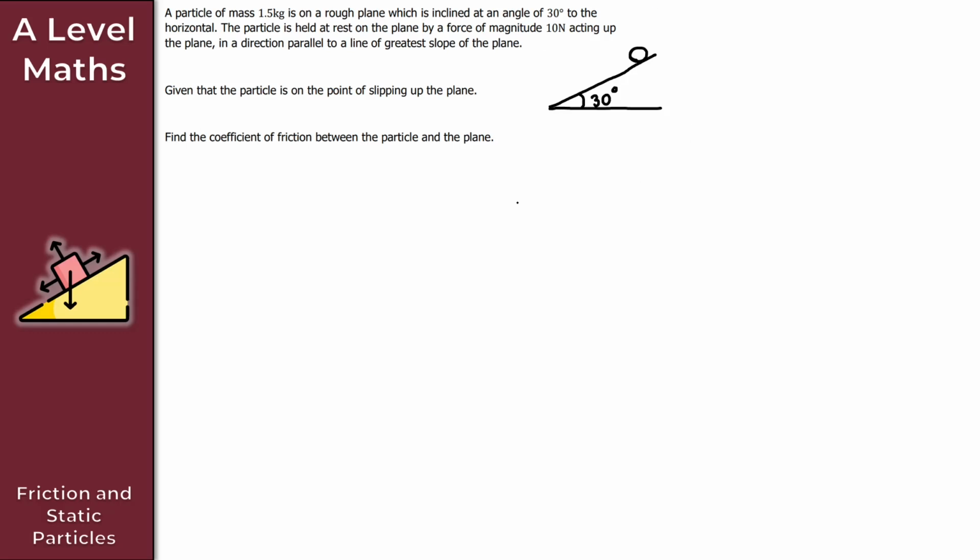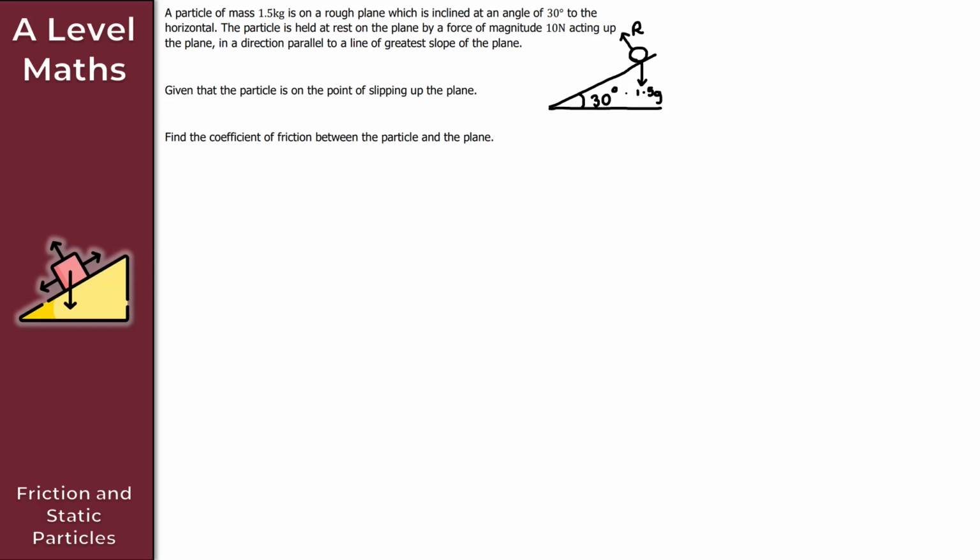But to go on and find the coefficient of friction between the particle and the plane, what we need to do is add the forces to the diagram to make this a force diagram. The first thing we have is a normal reaction between the particle and the rough plane. Adding that onto our diagram will look something like that. We'll label the normal reaction as R. We then have the weight of the particle, which has a mass of 1.5 kilograms. Adding that to the diagram, that would be 1.5 g.